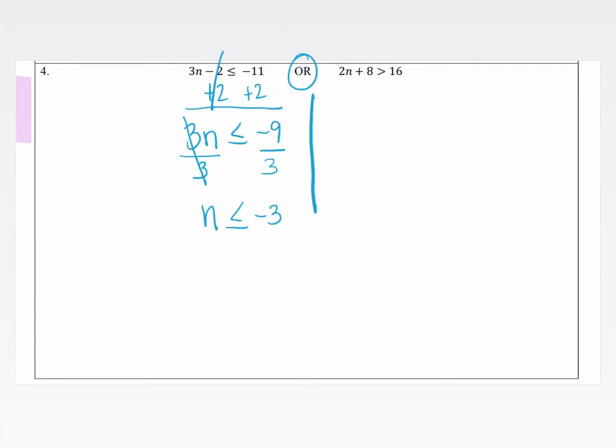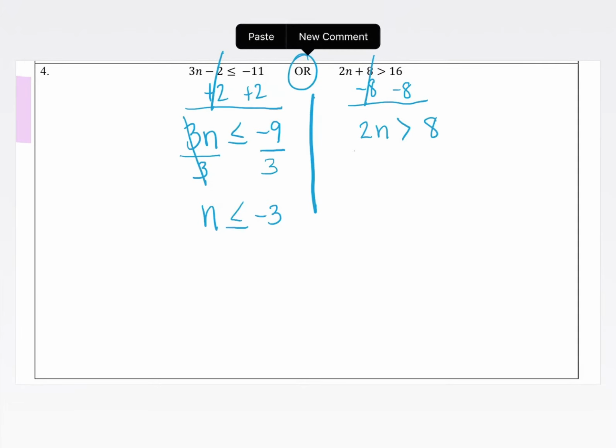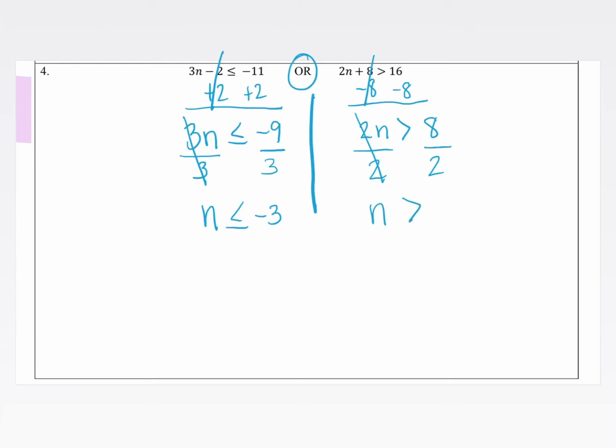On the right-hand side, we have 2n plus 8 is greater than 16. We're going to subtract 8 from both sides. -8 plus 8 adds to 0. So we have 2n is greater than 16 minus 8 is 8. 2n is greater than 8. We'll divide both sides by 2. 2 divided by 2 is just 1n. So we have n is greater than 8 divided by 2 is 4. Remember, this is an or inequality.